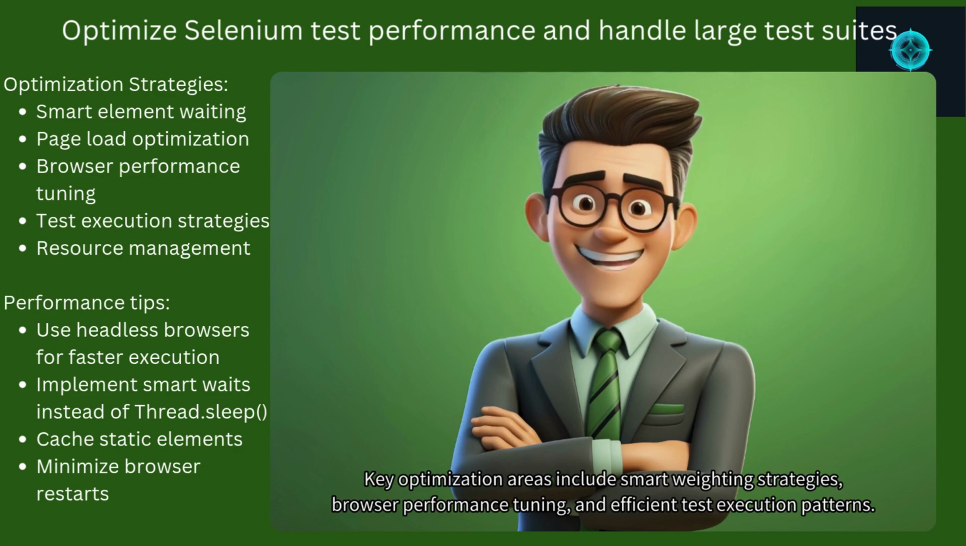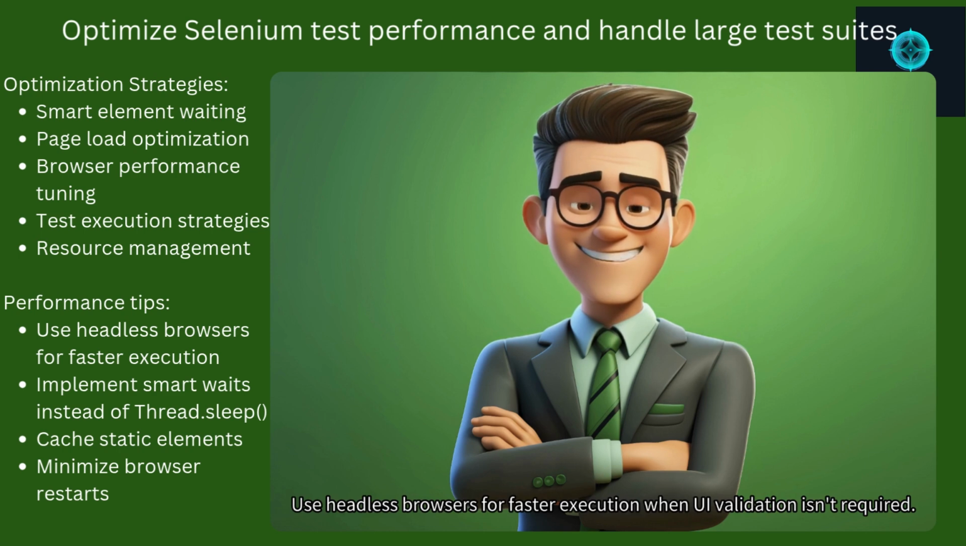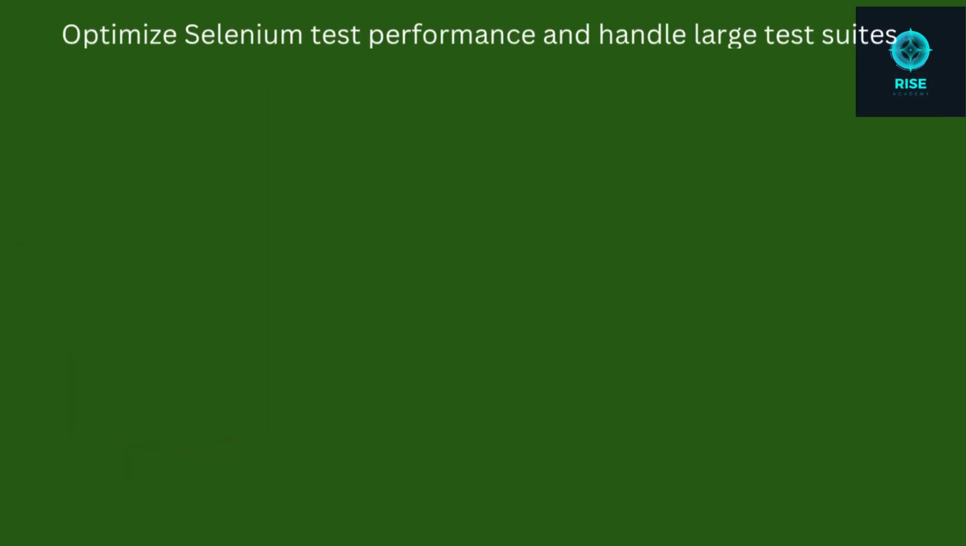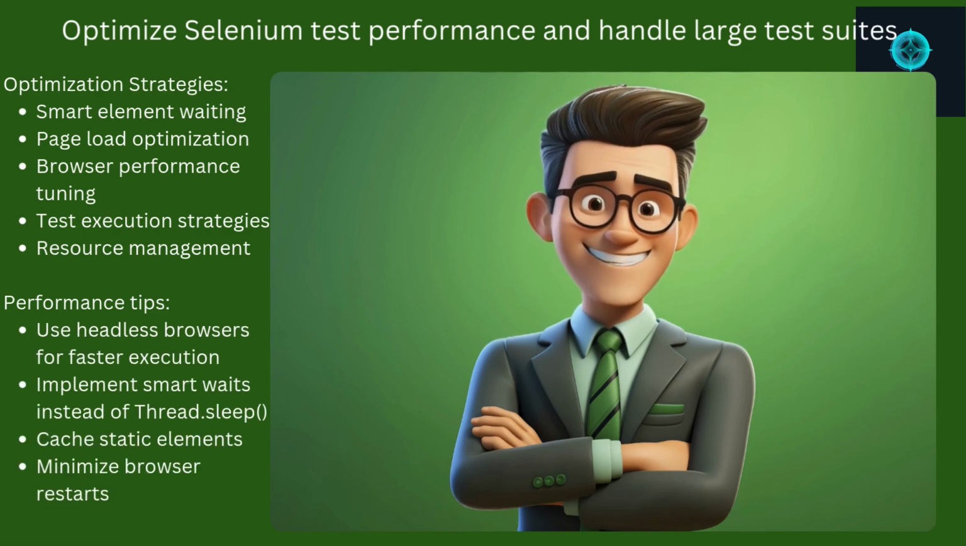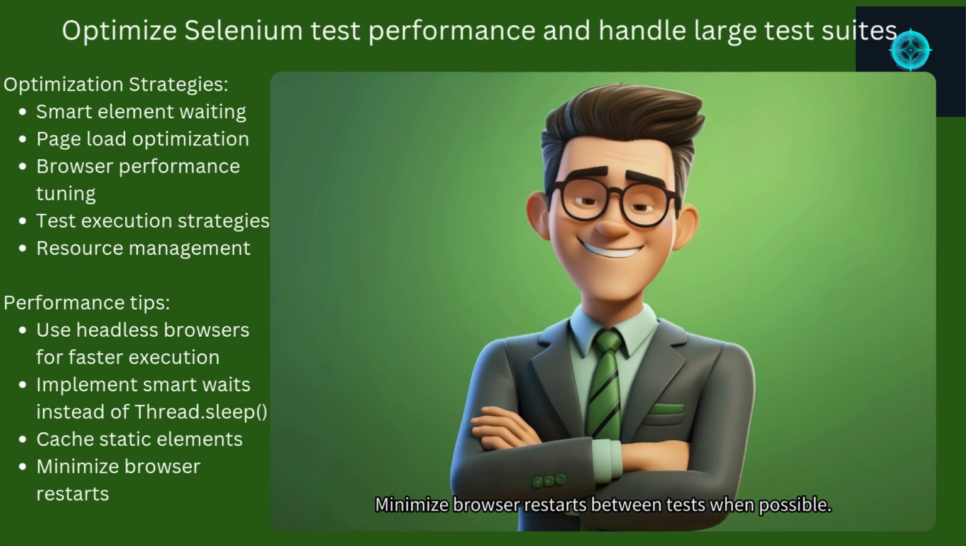Key optimization areas include smart waiting strategies, browser performance tuning, and efficient test execution patterns. Use headless browsers for faster execution when UI validation isn't required. Implement intelligent element caching to reduce DOM queries. Minimize browser restarts between tests when possible.